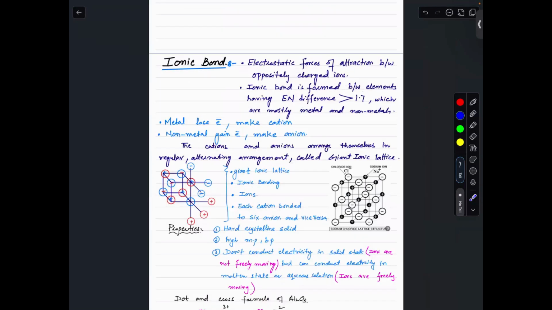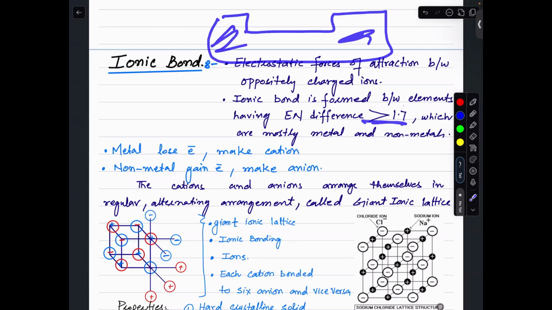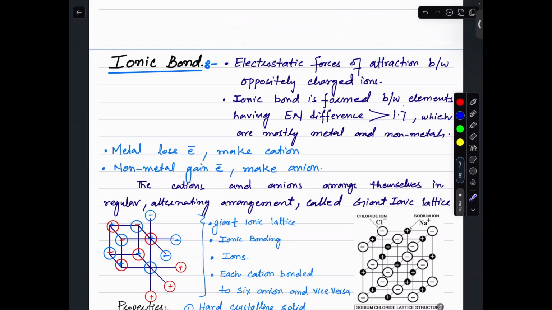Electrostatic forces of attraction between oppositely charged ions. If there are two elements and their electronegativity difference is more than 1.7, they are going to make an ionic bond, and the larger electronegativity difference would be between a metal and a non-metal. Metal loses electrons, non-metal gains electrons. Metal loses electrons, they make cations. Non-metal gains electrons, they make anions.